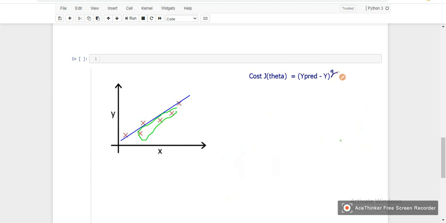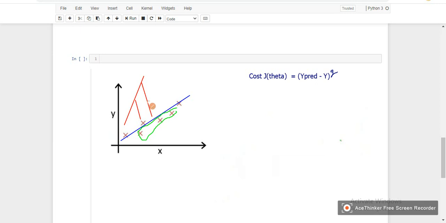Whole power 2. This square is just because the distance between this y predicted and y can be negative. To avoid this negative value, we are squaring this value. This model initially produces different kinds of line equations, but the distance between the y predicted and y original should be minimized.